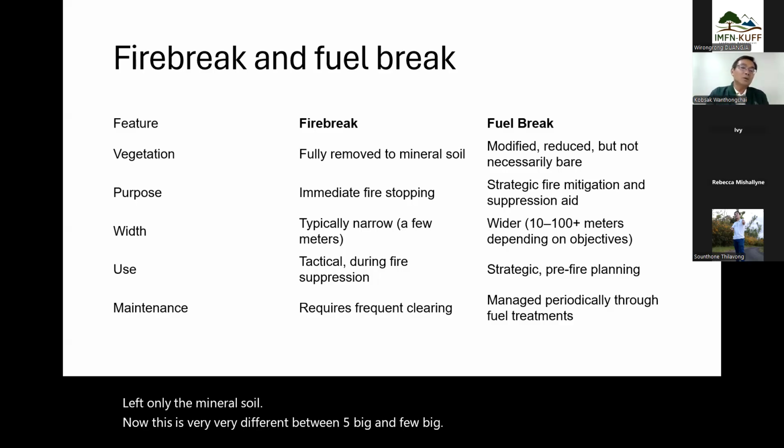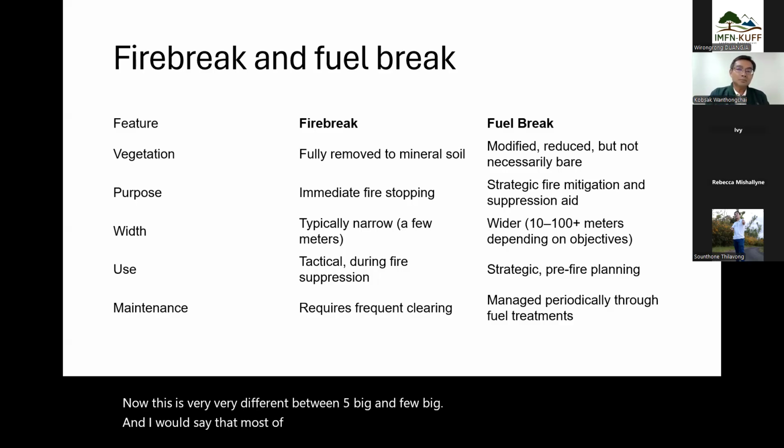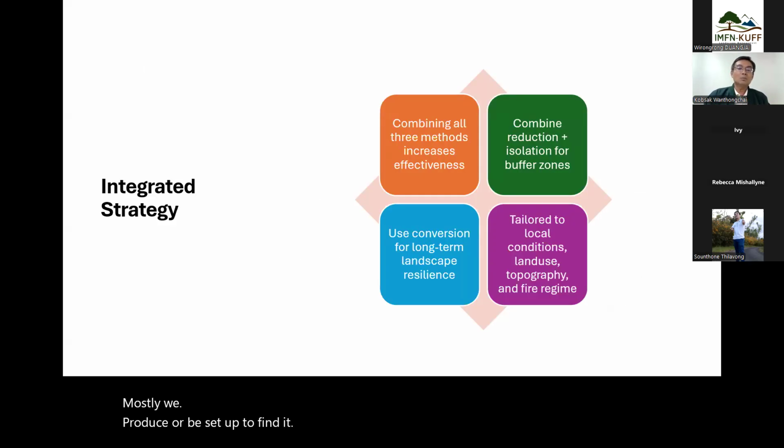And I would say that most of the fuel isolation in our country, in Thailand, is mostly fire break. We are not so familiar with the fuel break. Mostly we set up the fire break to protect from the fire.